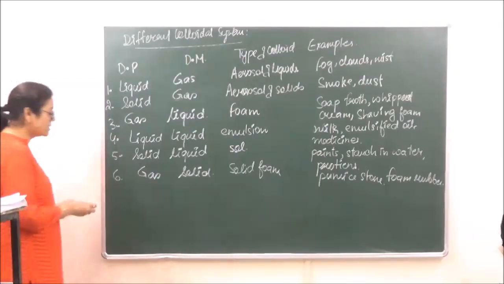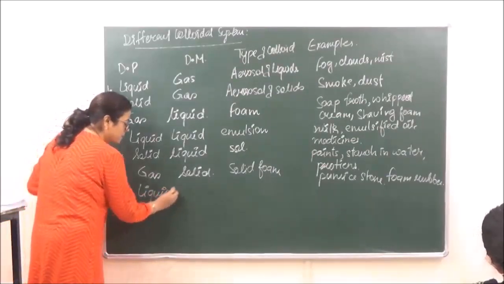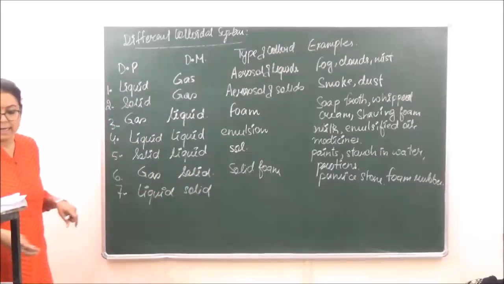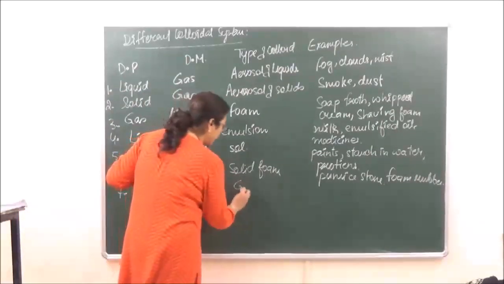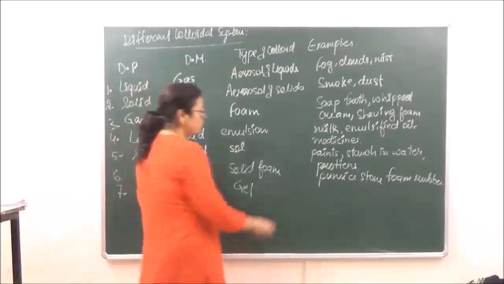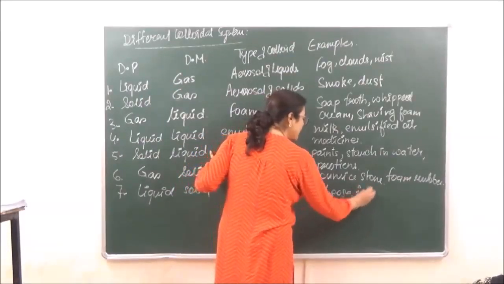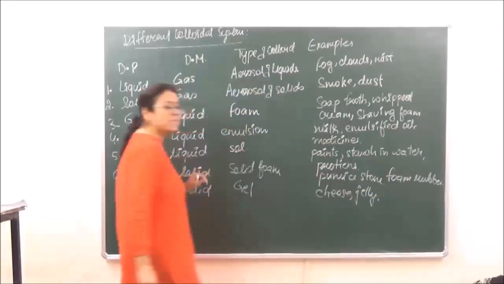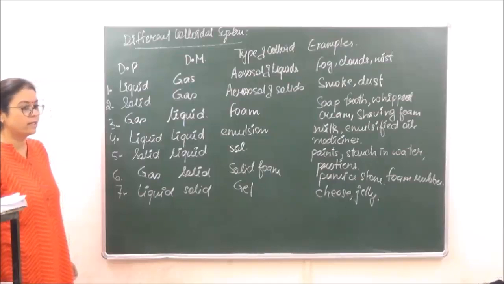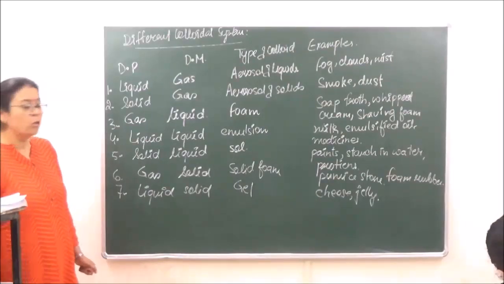Then number 7 is liquid and solid. This kind of colloidal system is known as gel. An example which we can take over here is cheese, jelly. All these are examples. Butter is an example of emulsion, okay, that is not a gel. So we have cheese, we have jelly, then we have boot polish.